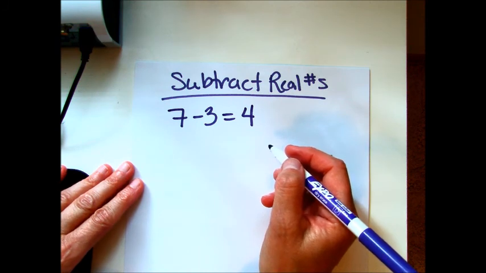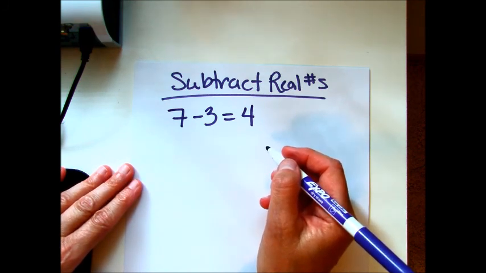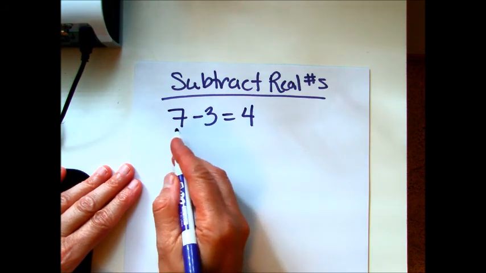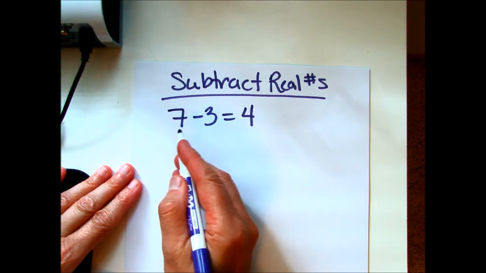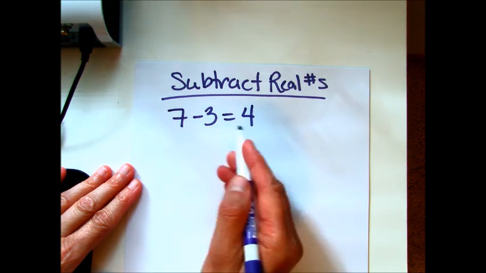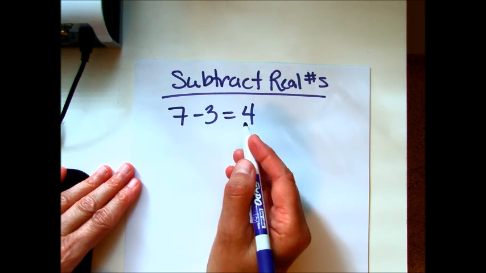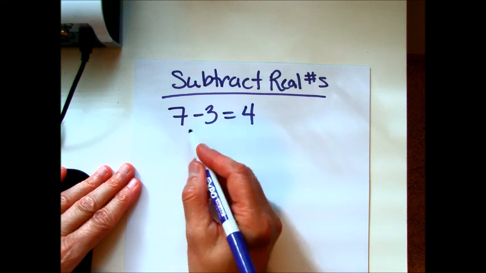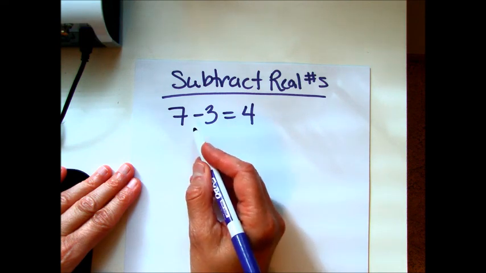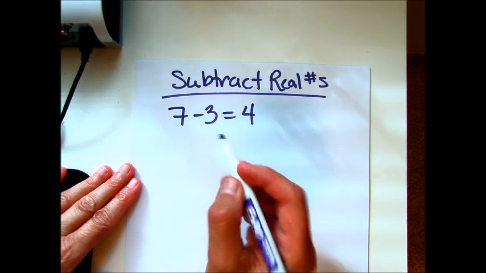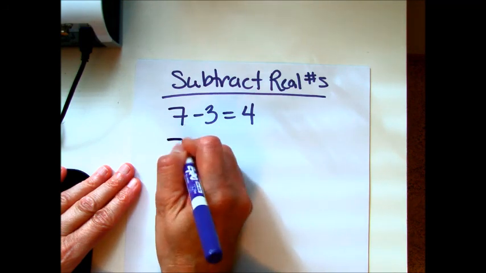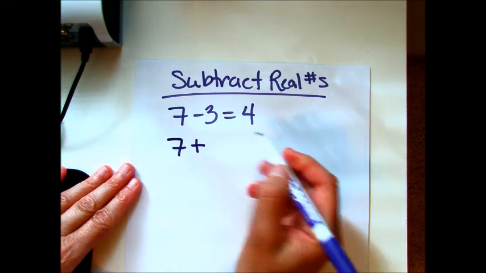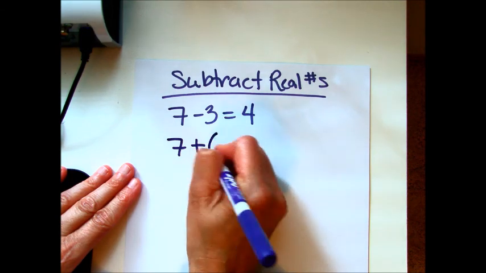But what I'd like you to consider is every time you see a subtraction problem, with the exception if it's a positive number subtracted by a positive number, those are pretty easy to solve. But for other problems, I would suggest that you change this subtraction problem into an addition problem. So for instance, if I were to change this to an addition problem, this positive 3 becomes a negative 3.